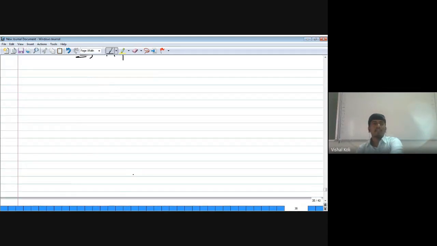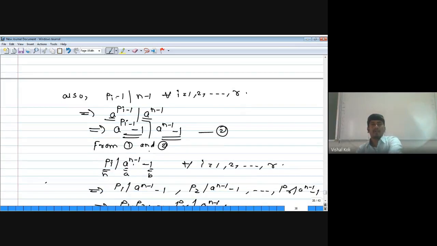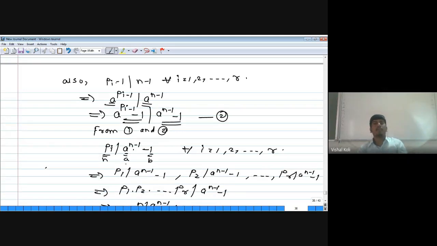Okay, if there is no doubt, then what was equation 1? p_i divides a to the power p_i minus 1 minus 1. What is equation 2? a to the power p_i minus 1 minus 1 divides a to the power n minus 1 minus 1. That is, a divides b and b divides c, then by transitivity a divides c. That is, p_i divides a to the power n minus 1 minus 1 for each i running from 1 to r, that is p1, p2, and so on up to pr.